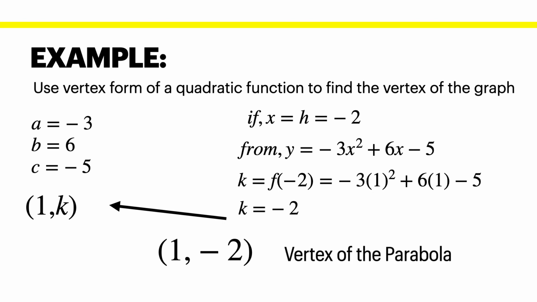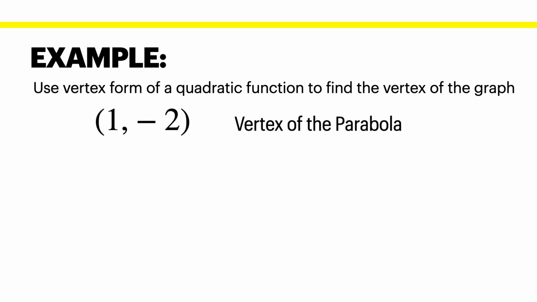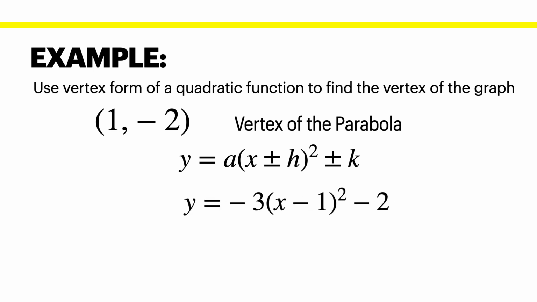The vertex of the parabola will be inputted into the vertex form, which is y is equal to a quantity of x minus h quantity squared plus k. Just inputting the formula, we know a already from before, it's -3. It's going to be this form. And that's how you get the vertex form of a quadratic function.